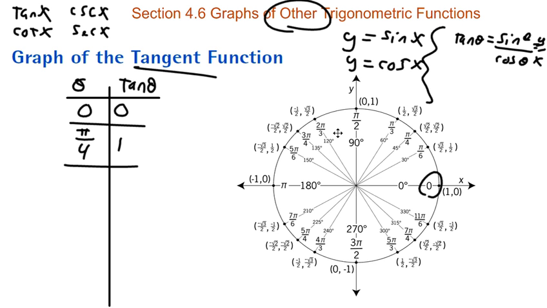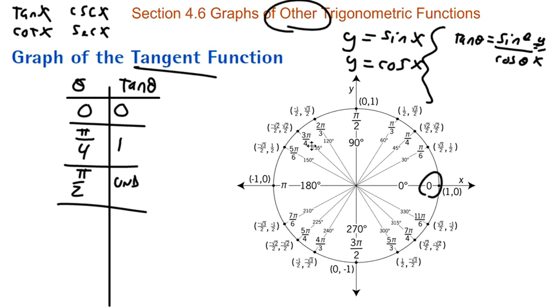So let's go to pi over 2 now. Tangent of pi over 2, well, that's y over x. 1 over 0. Undefined. It's not possible to divide by 0, so we'll see what that means graphically here in just a moment.